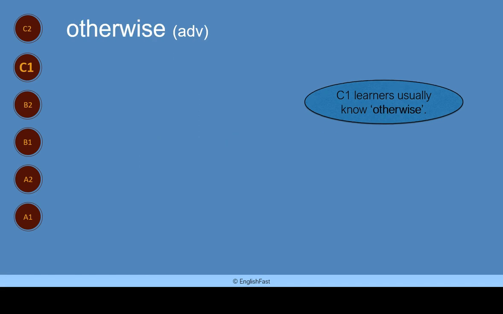Otherwise. Otherwise is an adverb. C1 learners usually know otherwise. Otherwise is another way of saying or else. Here are some examples.